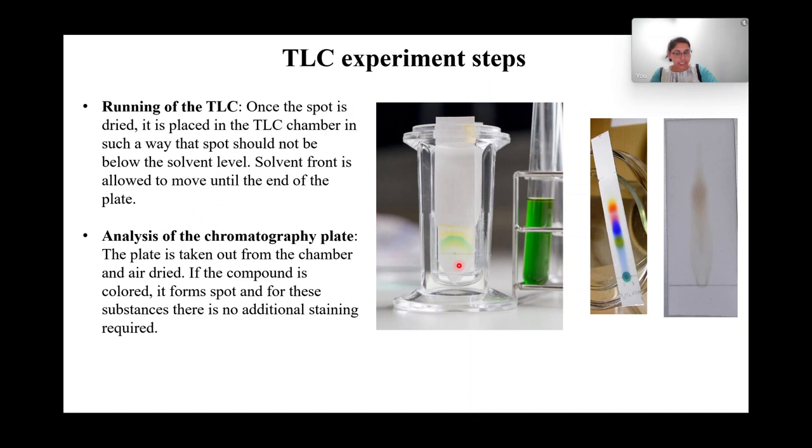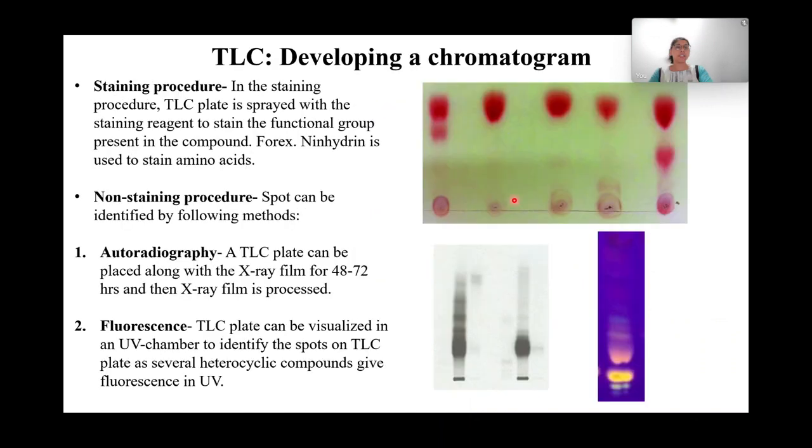But if you don't have any such visible spots, then you have to do additional steps. For example, you stain them. You can stain them using ninhydrin or anything where you can make out the spots formed on the TLC plate. Or if you don't want to stain them, you can do autoradiography or fluorescence if your compound is able to fluoresce, and you can find out where exactly the spots have formed. Then you take forward the information of all the compounds together and try to identify which amino acid or which protein it is.